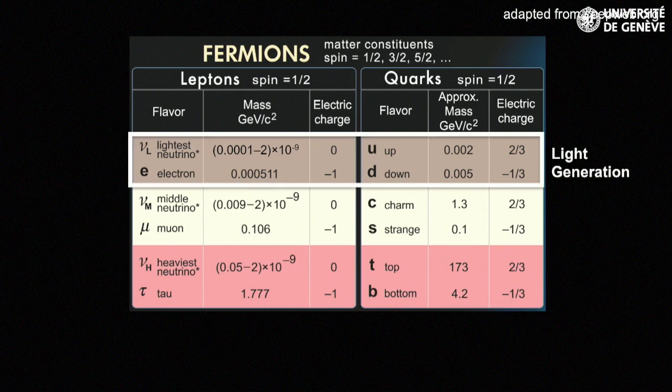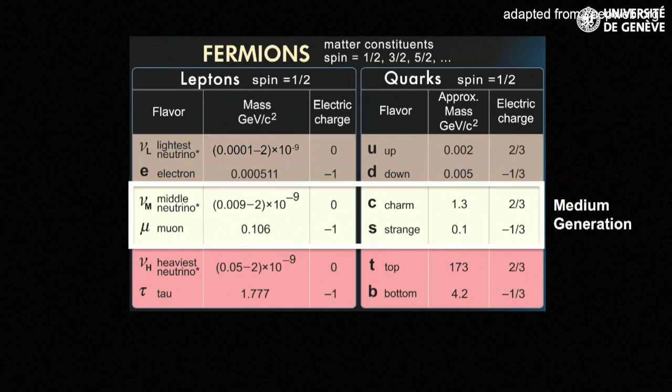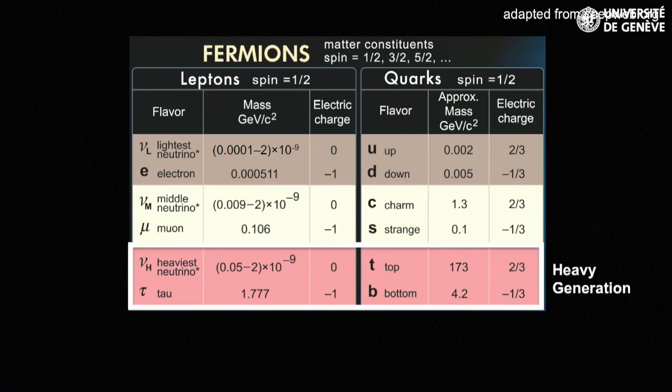Every family has 3 generations, almost identical copies of the first one, but a lot heavier than the first one. In the first generation, we find the familiar electron, the light neutrino nu L, the quarks up and down, U and D. These are the constituents of the ordinary matter around us today. The second generation has the muon mu, the medium mass neutrino nu M, the charm quark and the strange quark, C and S. And finally, in the third generation, we find the tau lepton, the heavy neutrino nu H, the top and bottom quarks, T and B.